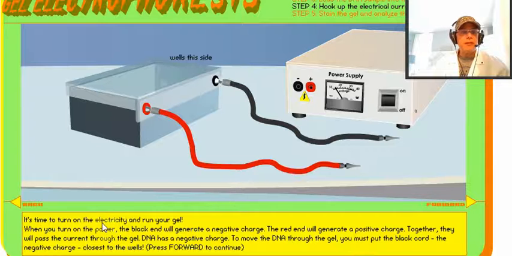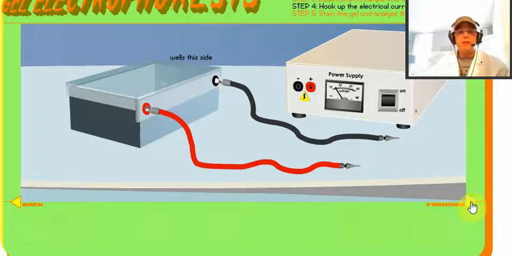Now to the electricity. It's time to turn on the electricity and run your gel. When you turn on the power, the black end will generate a negative charge. That's electrons. And red will generate a positive charge. Together, they will pass the current through the gel. DNA has a negative charge. To move the DNA through the gel, you must put the black cord, the negative charge, closest to the wells.